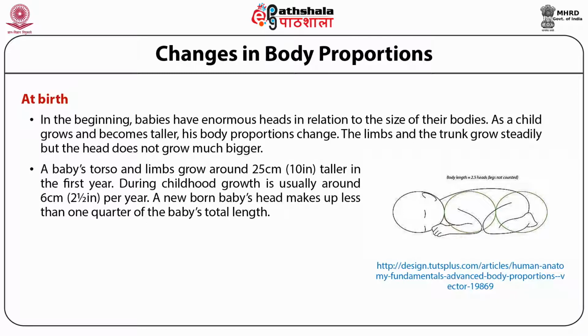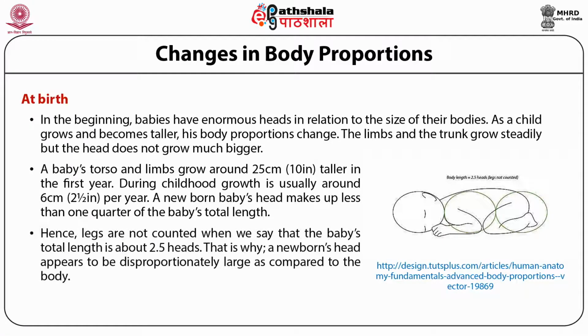A newborn baby's head makes up less than 1/4 of the baby's total length. In this stage, legs and arms are nearly the same length. Babies are still in the fetal position most of the time. Hence, legs are not counted when we say that a baby's total length is about 2.5 heads. That's why a newborn's head appears disproportionately large compared to the body.